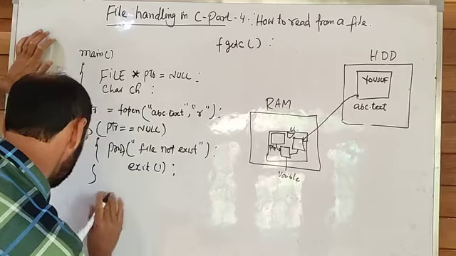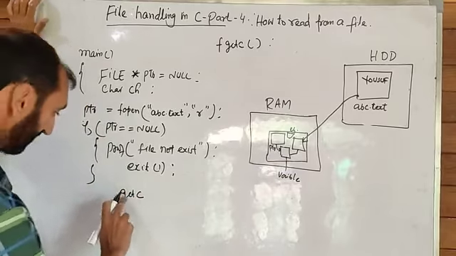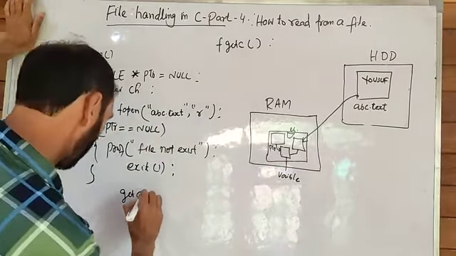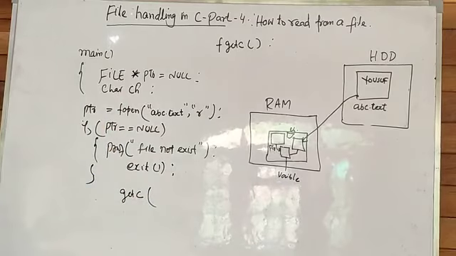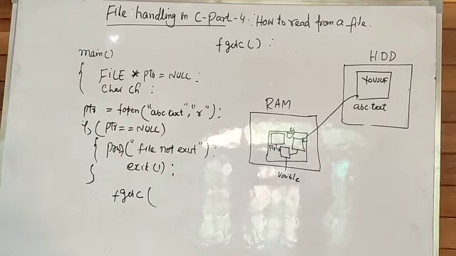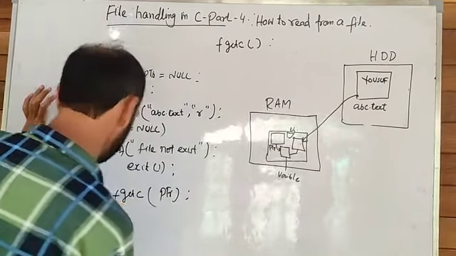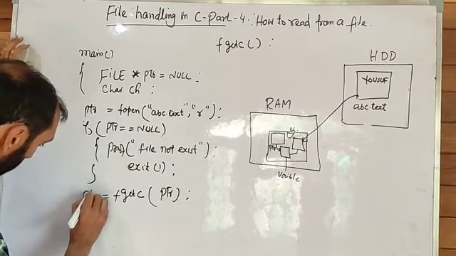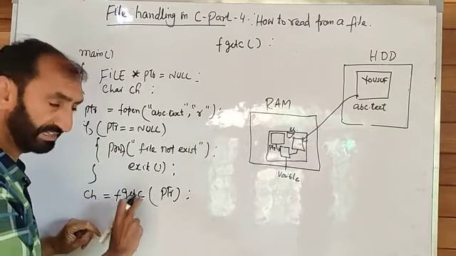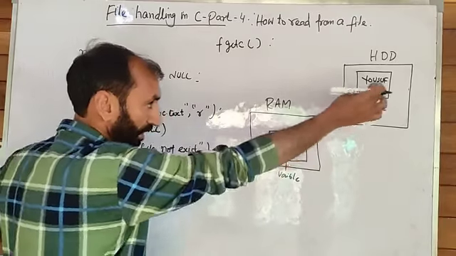Here we can say getc. The syntax: if we read one character from the file, we write ch equal to fgetc, file getc, and then the name of the pointer. This fgetc will return the first character from this file.